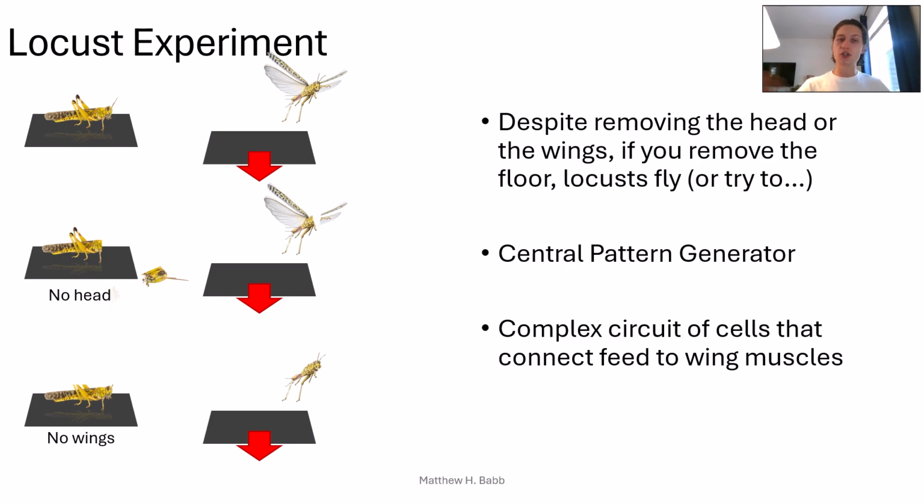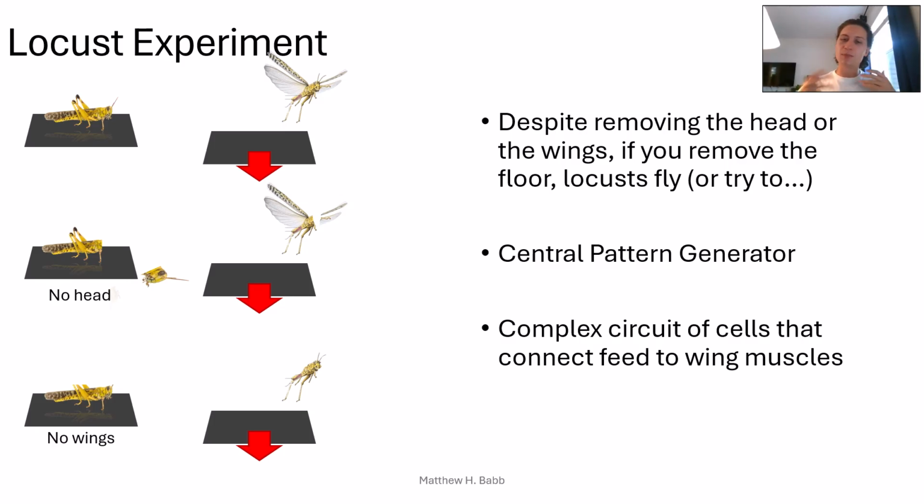In locust, this circuit actually connects a sensory input that's located inside of the locust's feet to motor neurons that then drive the muscles to flap the wings. And so when the locust's feet lose contact with the ground, the circuit automatically activates the wing muscles in a flight rhythm. Even if the brain's gone, even if the wings are gone, it will still activate the flight muscles.